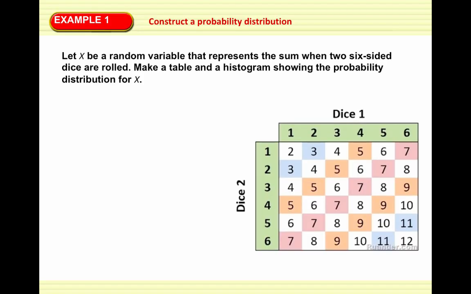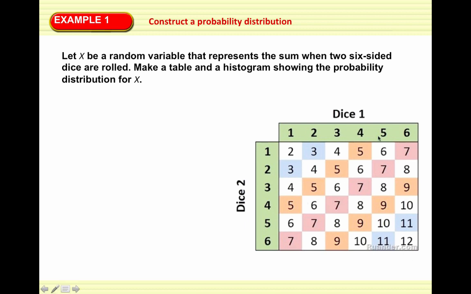Okay, so we're going to construct a probability distribution. We're going to do a table and a histogram based on the following problem. Let x be a random variable that represents the sum when two six-sided dice are rolled. Make a table and histogram showing the probability for x.